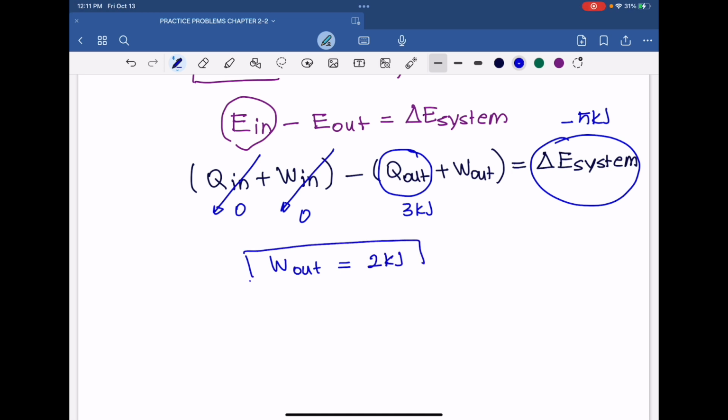Okay, the work that is getting out is 2 kilojoules and the heat that is getting out is 3 kilojoules. So basically heat and work taking out 5 kilojoules of energy. Therefore your system's energy decreased 5 kilojoules because it is taking out energy from your system by heat and work. So that makes sense.